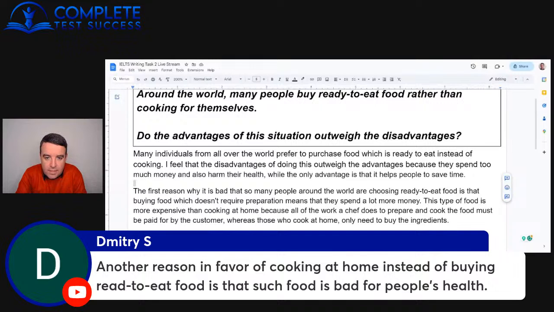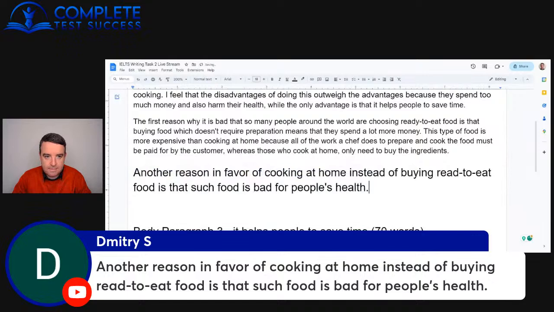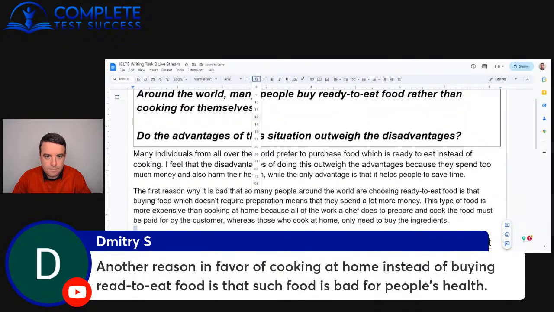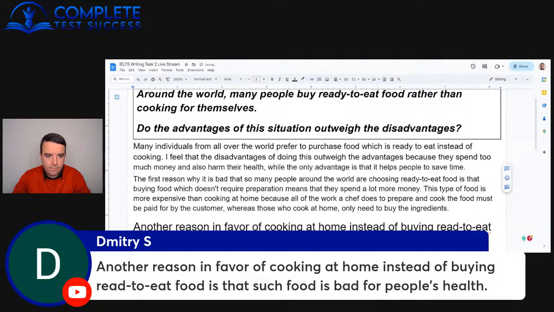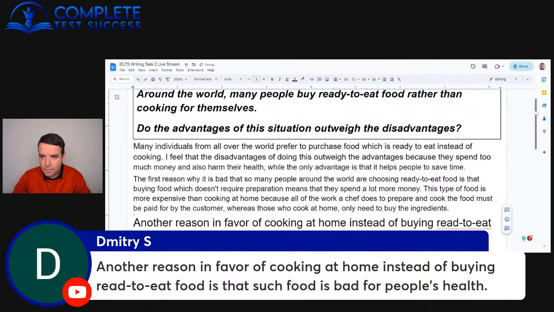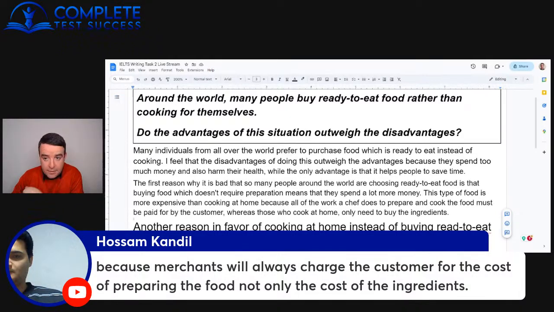Another reason in favor of cooking at home instead of buying ready-to-eat meals is that such food is bad for people's health. Lovely. So again, Dimitri, let's copy that. And that's a perfect topic sentence. So just clearly repeating what my main idea is. Okay. So again, we need to develop that idea. Okay. Oh, we looked at that already.